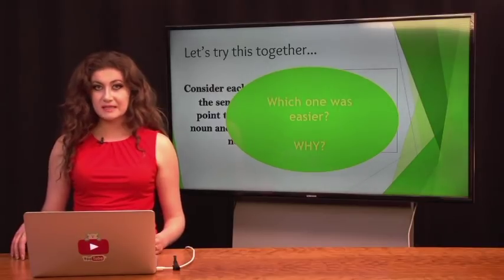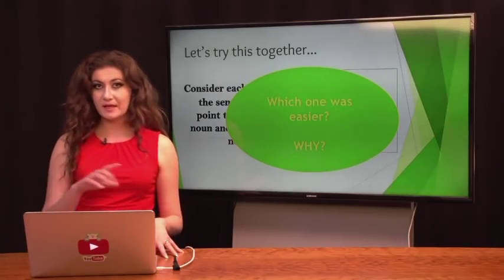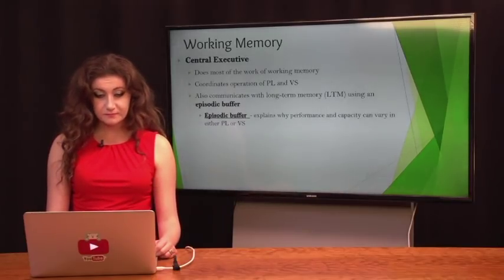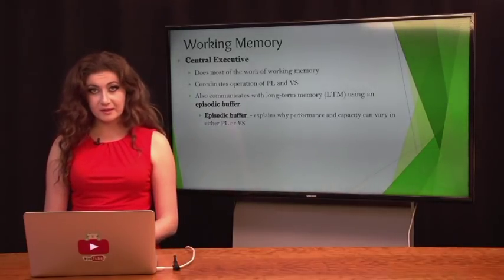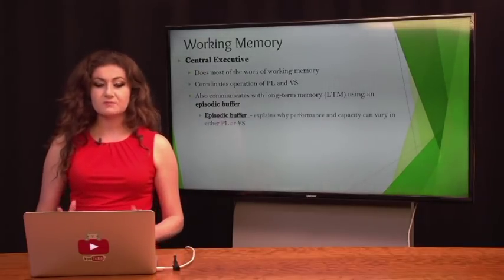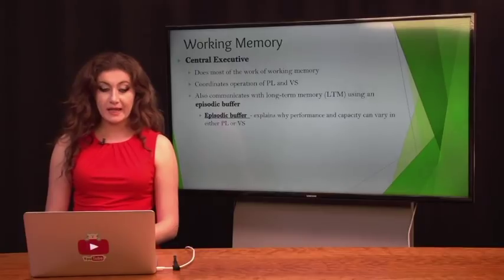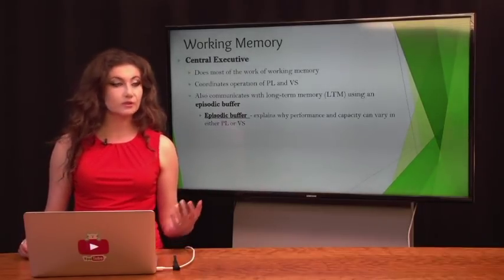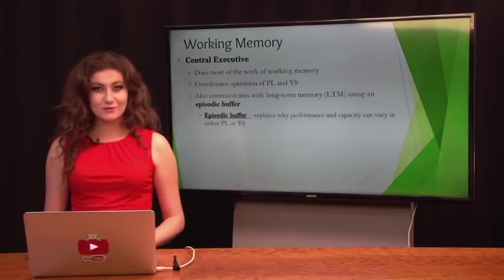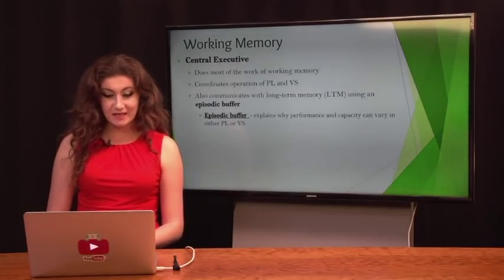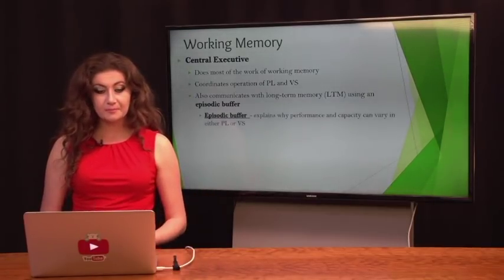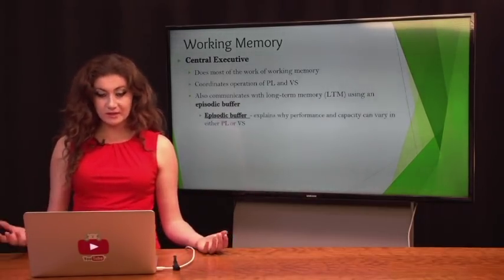Whereas here, you could recite the sentence using your phonological loop and graphically look at the image using your visuospatial sketchpad. So the third part of our working memory model is the central executive. The central executive does most of the work of working memory, and it coordinates the phonological loop, which is what PL stands for, and the VS. It is not Vidal Sassoon, it is the visuospatial sketchpad. However, it is also acting as an episodic buffer between long-term memory and working memory.